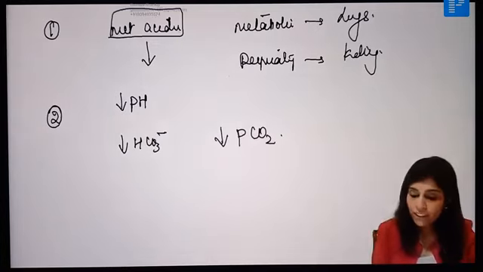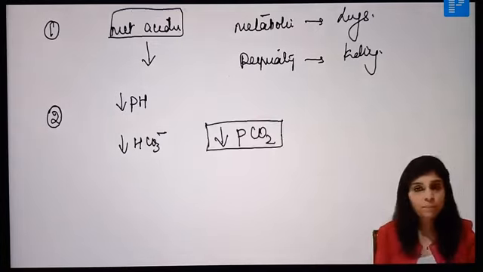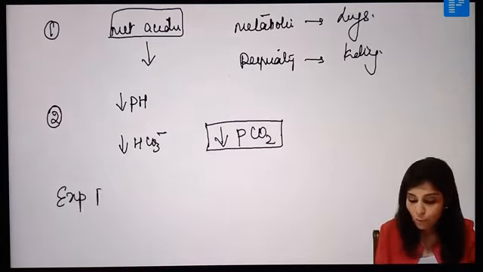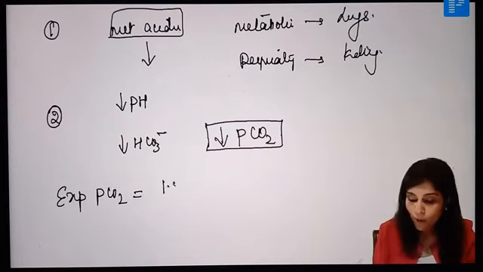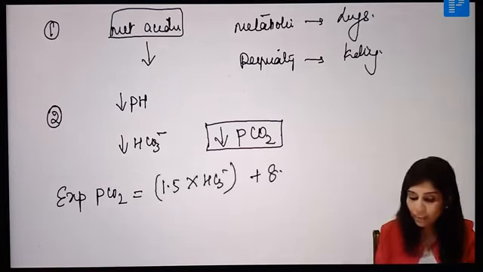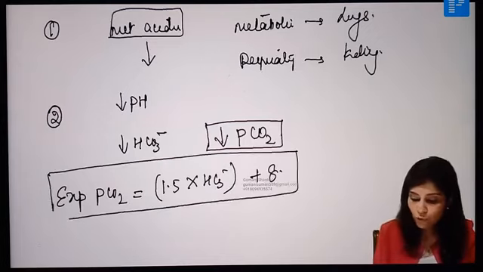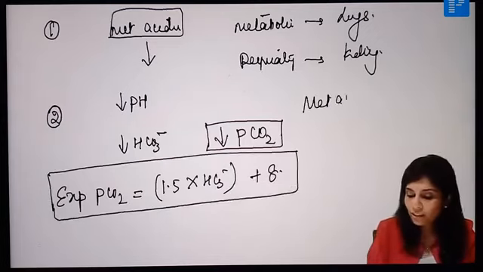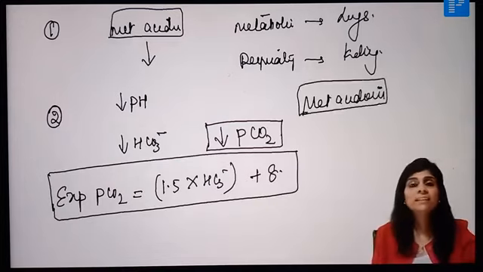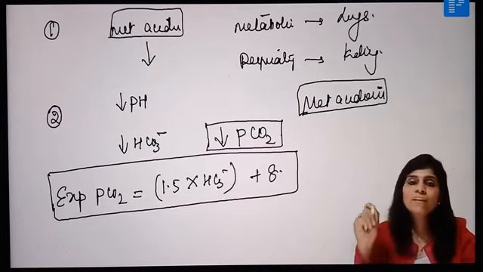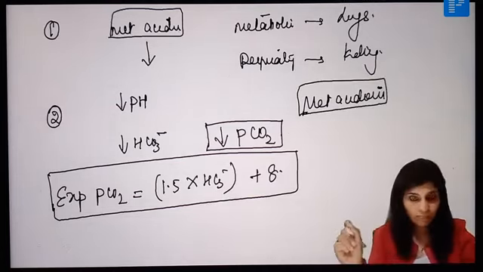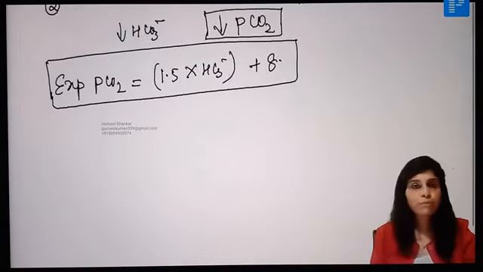Okay. How much decrease in PCO2 do you anticipate? Expected PCO2 in metabolic acidosis is 1.5 into bicarbonate plus 8. So tell me, what is the formula that is used to calculate compensation in metabolic acidosis? All of you please memorize it. In metabolic acidosis, you expect a decrease in PCO2 and the expected PCO2 is 1.5 into bicarbonate plus 8.